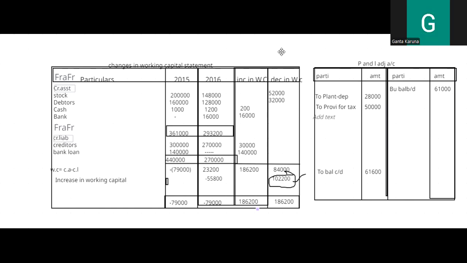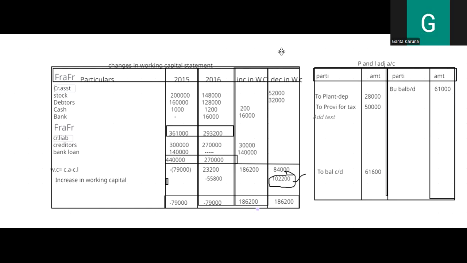Here I'm going to write it as transfer to the general reserve. I'll make it in a short form, transfer to general reserve. I'm making it in a short format.